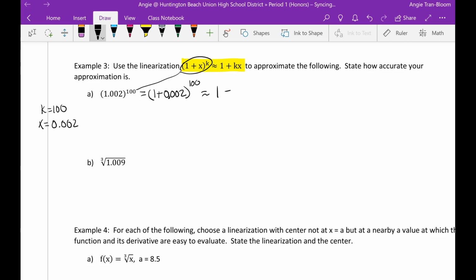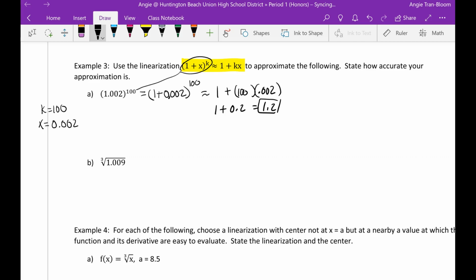So with that, I'm going to plug it into my formula. k is 100, x is 0.002. So by approximation, 100 times 0.002, I can move the decimal over, and that comes out to 1.2. So my approximation is, when x is 0.002, the output is 1.2.